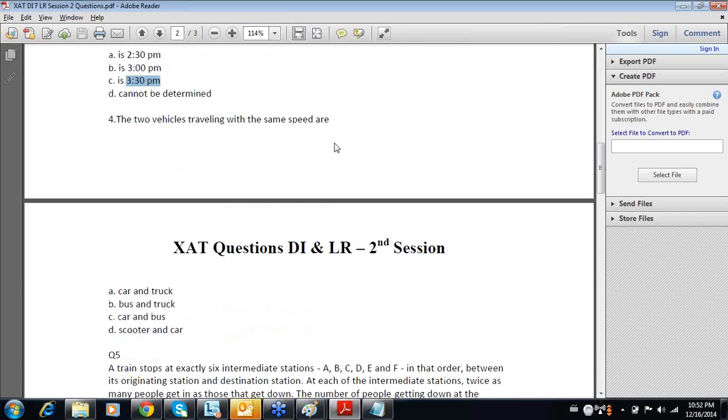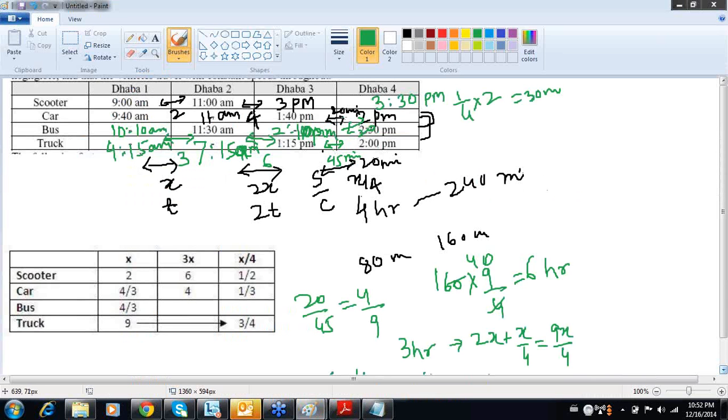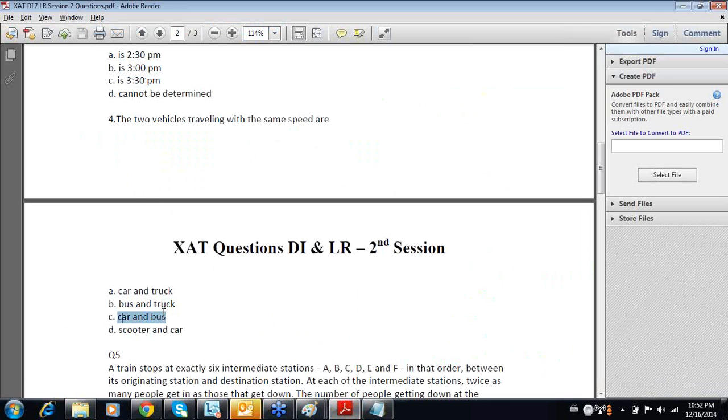Two vehicles which are traveling with the same speed. Obviously, this takes 20 minutes. This also takes 20 minutes. So car and bus are traveling at the same speed. Got it, everybody? Anybody has an issue with this question?